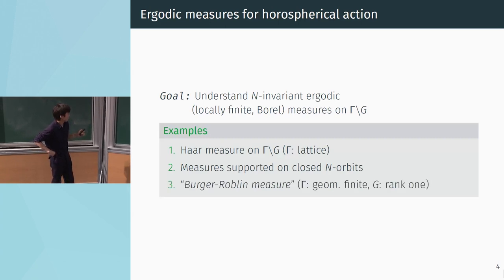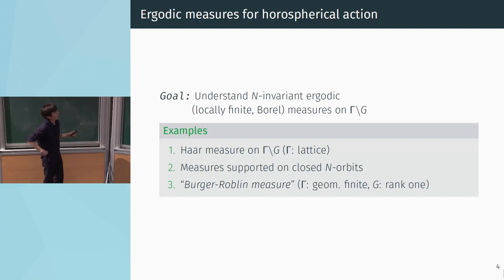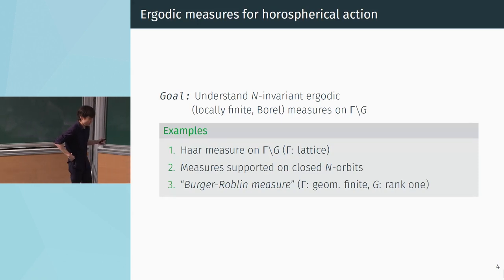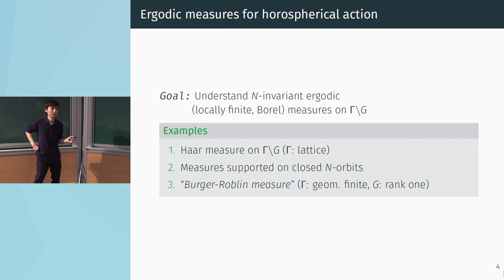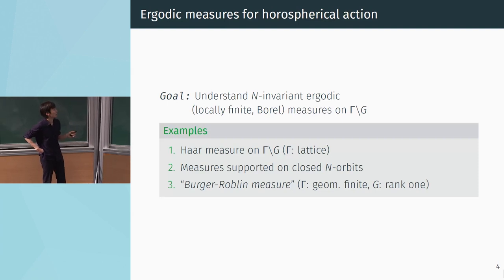Okay, and then there's a third example which is called the Bowen-Margulis-Roblin, or Burger-Roblin, measure. This can be defined for a geometrically finite subgroup, or any subgroup actually, and in rank one when gamma is a geometrically finite subgroup, this is known to be ergodic. I'm going to define this maybe in a few slides later, and this is due to Burger, Roblin, and Winter. I'm going to mention this later. Okay, so these are examples of N-invariant ergodic measures.